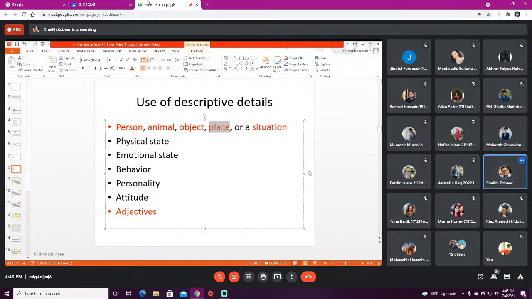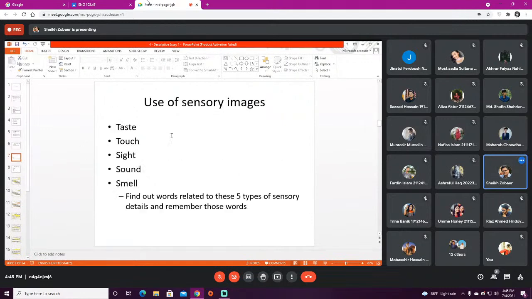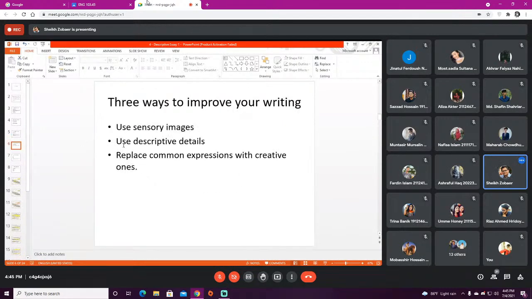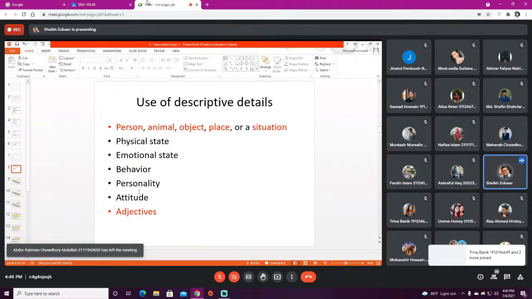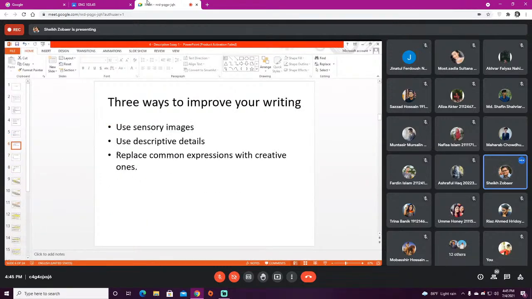All right, so again, let me just quickly summarize the 3 techniques of improving your descriptive essay writing. Using sensory images, these are the sensory images. Using descriptive details, again, depending on the kind of description, you will have to choose what kind of detail you are going to discuss. And finally, replacing common expression with creative expression. So how do we do that?